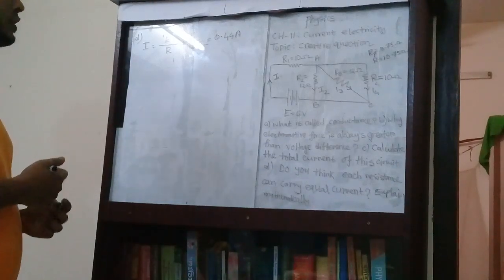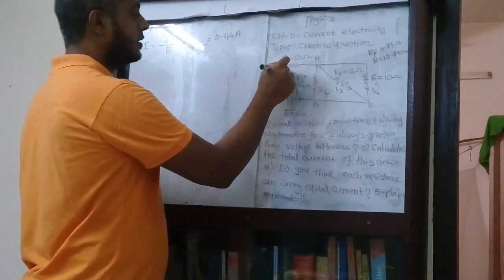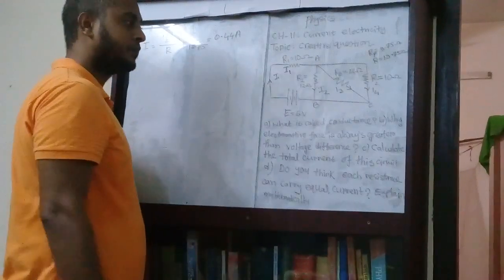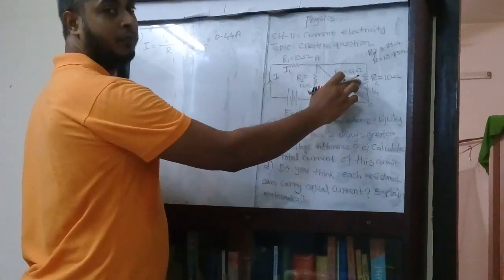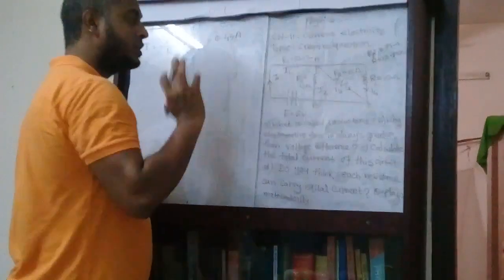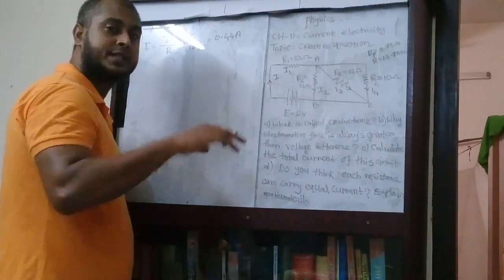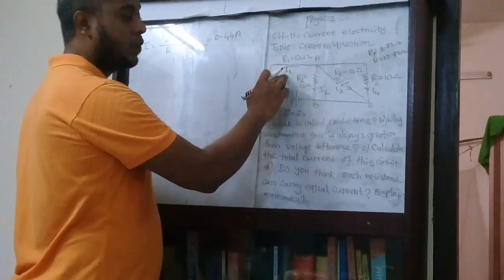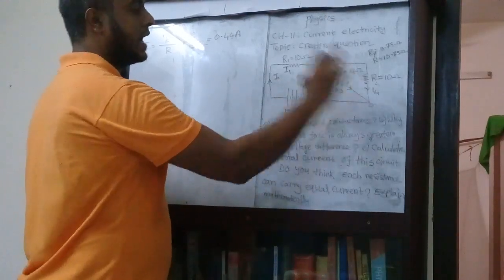Then I'm going to find out the current of R1, that is I1, then I2, I3 and I4. I'm going to find out the branch current as well as the individual resistance currents I1, I2, I3 and I4.